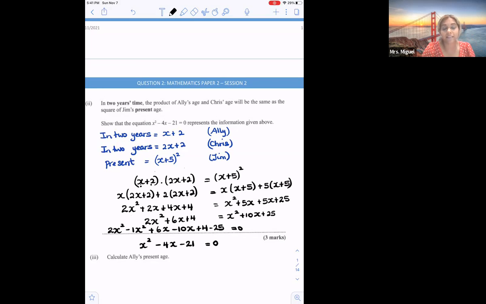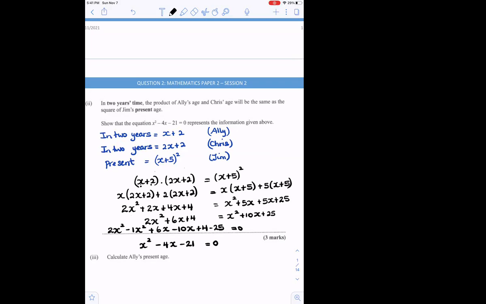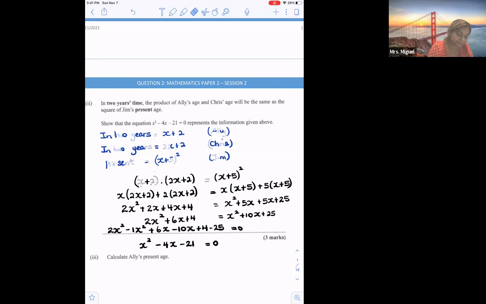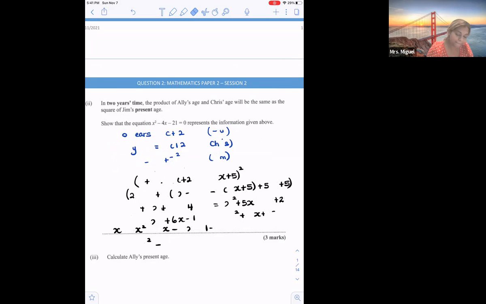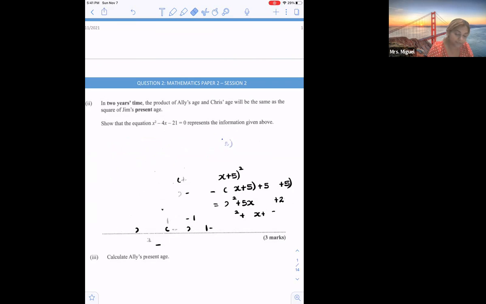So besides Shania, is anyone lost? Me. All right. So let's go back here. You understand how I get Chris's age and Jim's age and Ali's age? You all understand that?